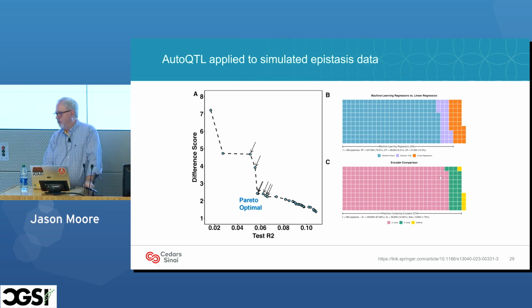When we ran AutoQTL, it automatically discovered that machine learning algorithms perform the best. This is showing over hundreds of runs that it's picking random forest and decision trees preferentially over linear regression. And down here, it's picking different feature encoding, recessive and dominant type encoding strategies, over the additive encoding. So when you give it epistatic effects, it's doing its job. It's not picking linear regression. It's picking the machine learning methods automatically.